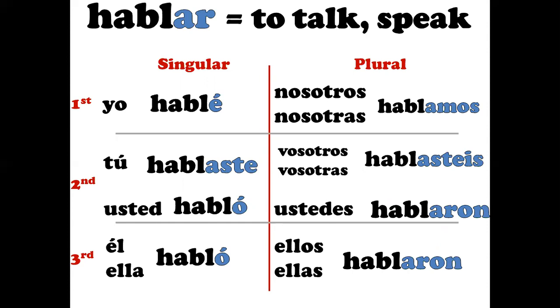All right, remember, o, as, a, amos, an for AR verbs in the present tense. Now we have é, aste, ó, amos, aron, right? And astes when you're referring to the vosotros form.